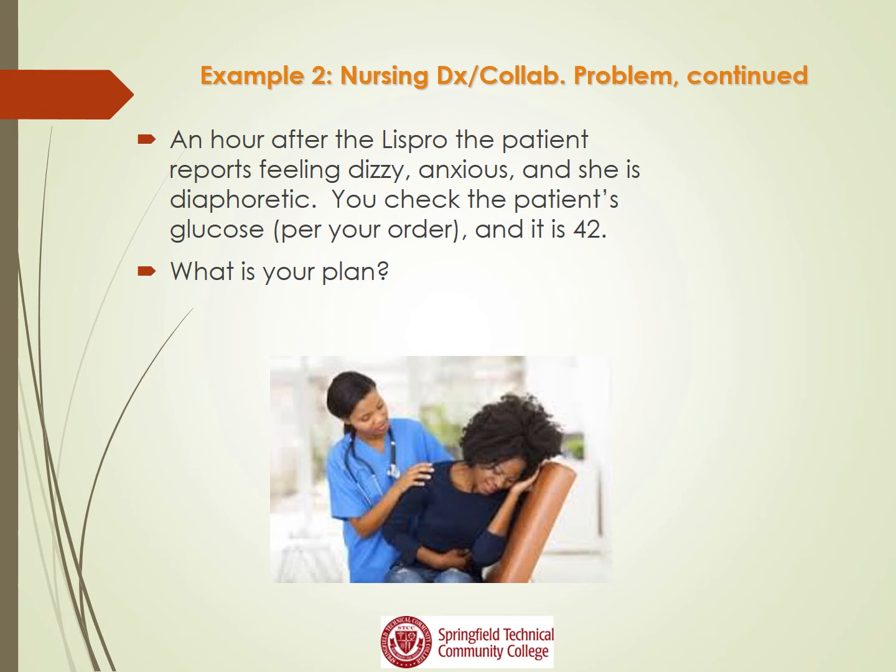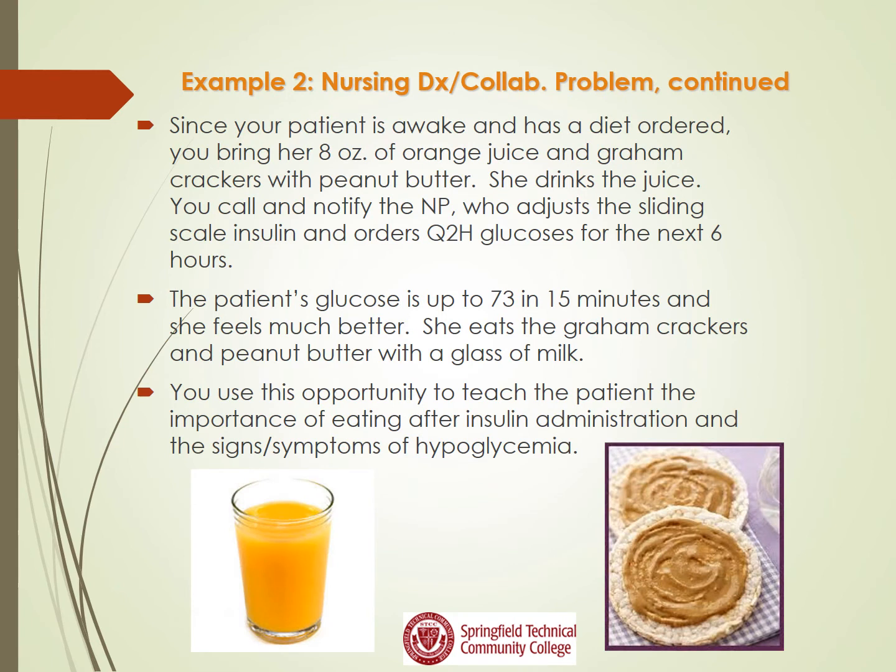You know this from last semester, right? What should you do if your patient has hypoglycemia? She's awake and she has a diet ordered. You're going to bring her 8 ounces of orange juice and graham crackers with peanut butter. She drinks the juice. You call and notify the nurse practitioner, who adjusts the sliding scale insulin and orders Q2 glucoses for the next 6 hours. Her glucose is up to 73 in 15 minutes, and the patient feels much better. She eats the graham crackers and the peanut butter with a glass of milk. You use this opportunity to teach the patient the importance of eating after insulin administration and the signs and symptoms of hypoglycemia.